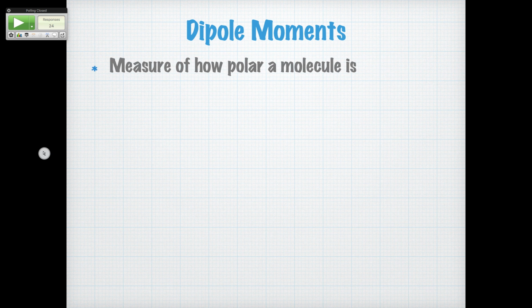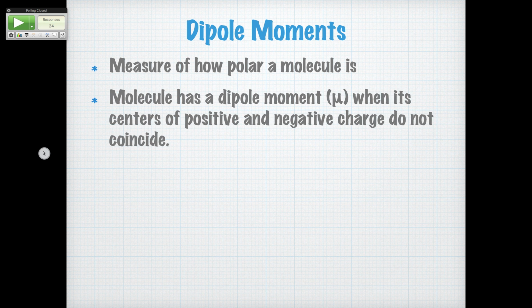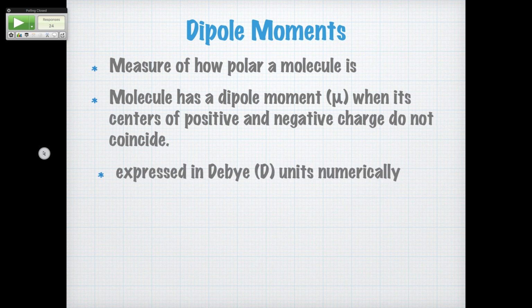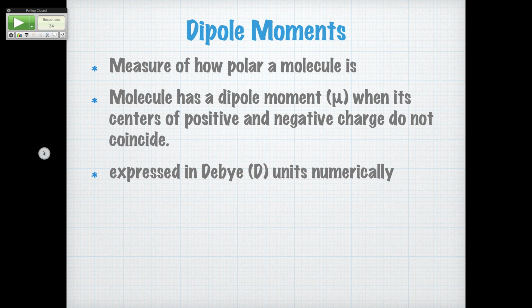Okay, dipole moments. Let's go through dipole moments fast. It's a measure of how polar a molecule is. The molecule has a dipole moment when the centers of positive and negative charge do not coincide. It means they're not in the same place. This side of the molecule is more positive, this side is more negative. We saw that when we took ethanol and we put fluorines in place of the hydrogen. That changed that. They get expressed in something called a Debye unit.